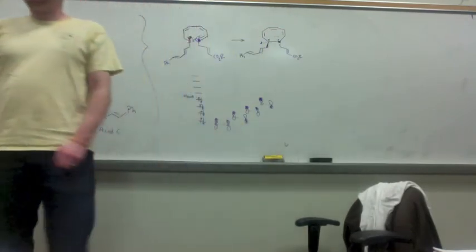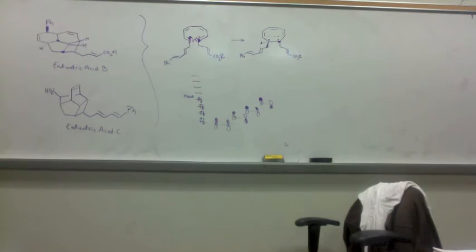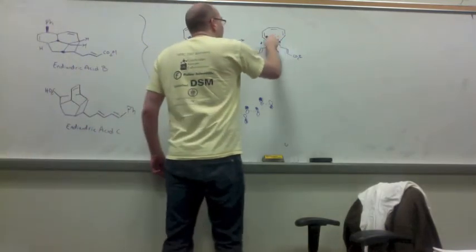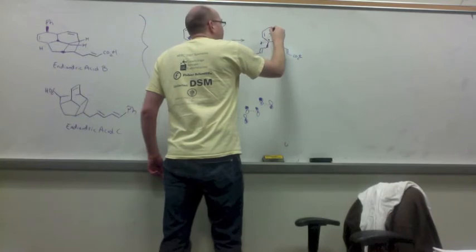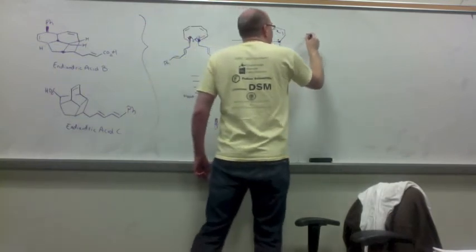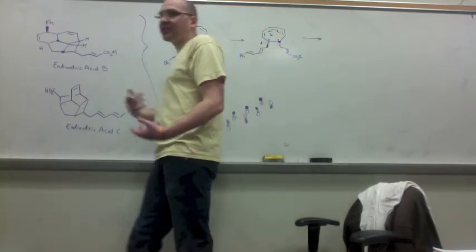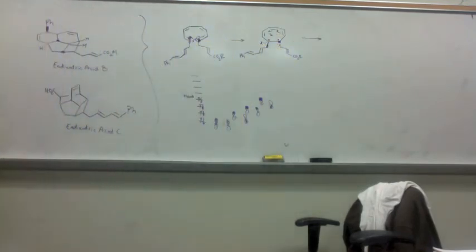Right? Okay, so let's think about this one. I want everybody to try to draw the product. So now we're at a 6-pi electrocyclic ring closure. We're still under thermal conditions. So why doesn't everybody try to draw that 6-pi electrocyclic ring closure? And let's think about what the stereochemistry of that would be.